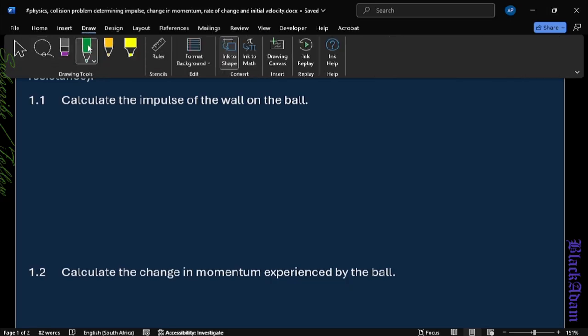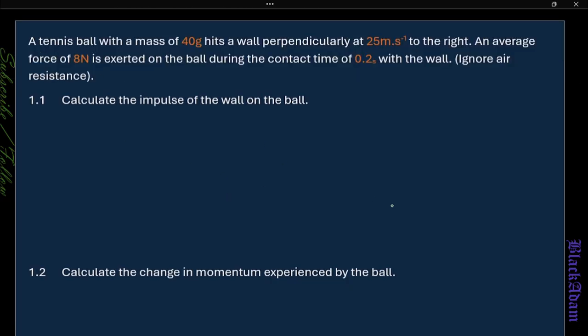Welcome. We have a collision problem whereby we have a tennis ball of 40 grams, with a velocity of 25 meters per second, a force of 8 newtons, and a contact time of 0.2 seconds. Let's get the statistics right.